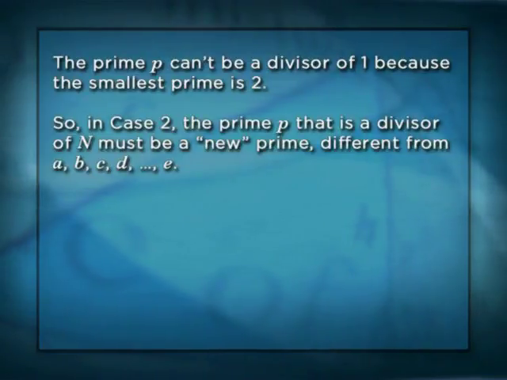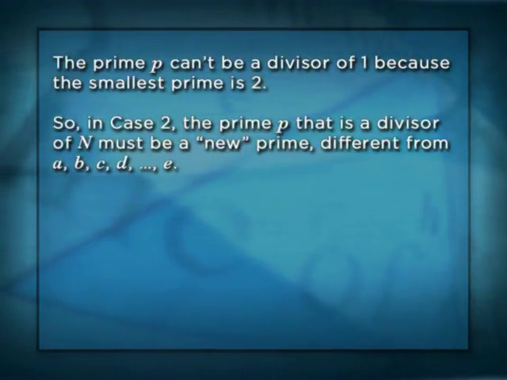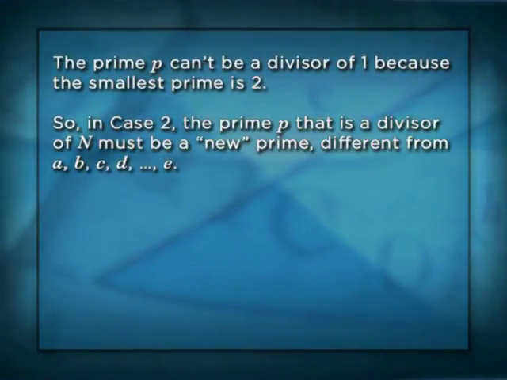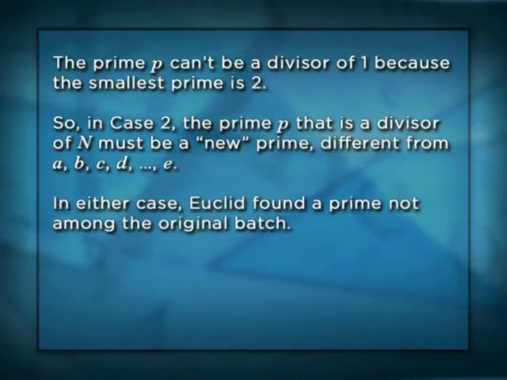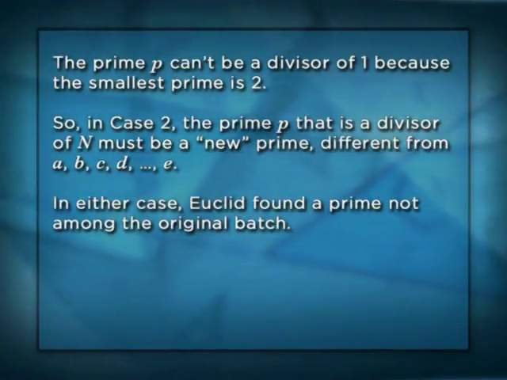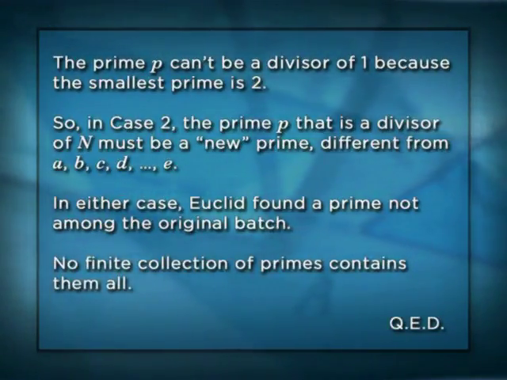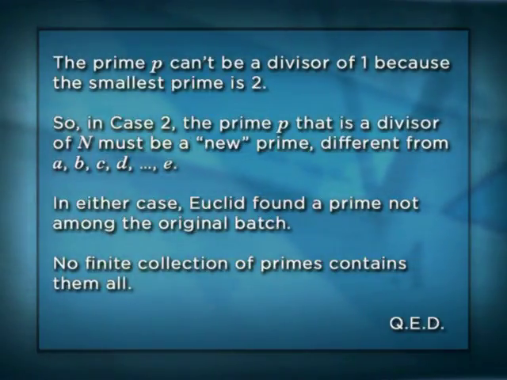Therefore, P in case 2 is a different prime than what was on the original list. It's a new prime. We have augmented the supply. And what Euclid then says is, in either case, he has found a prime not among the original batch. The original batch does not exhaust them all. No finite collection of primes contains all the primes. There's infinitely many. And that's his proof.